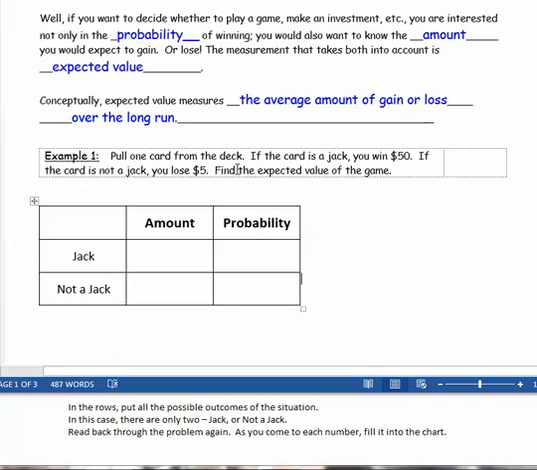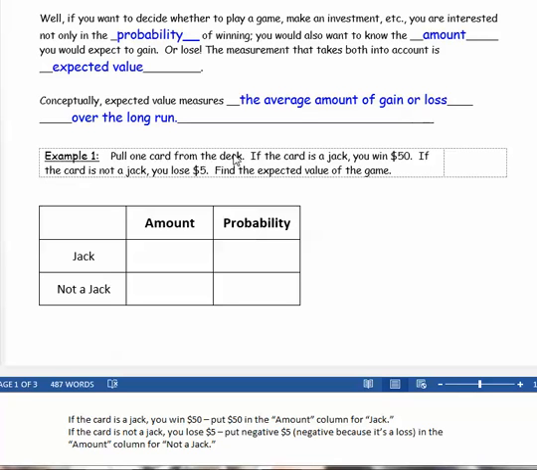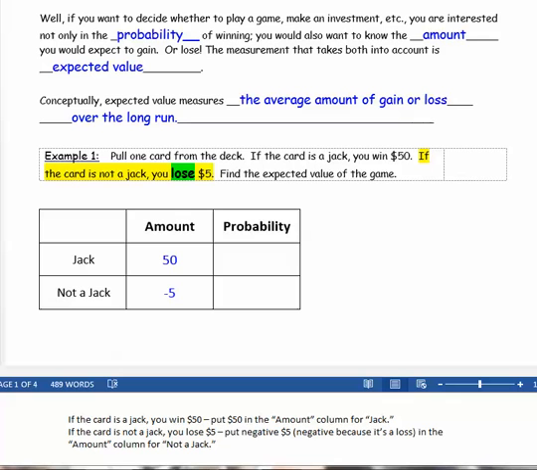Read back through the problem again. As you come to each number, fill it into the chart. Pull one card from the deck. If the card is a jack, you win $50. Put $50 in the amount column for jack. If the card is not a jack, you lose $5. Put -5, because it's a loss, in the amount column for not a jack.